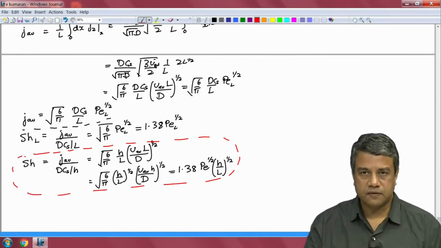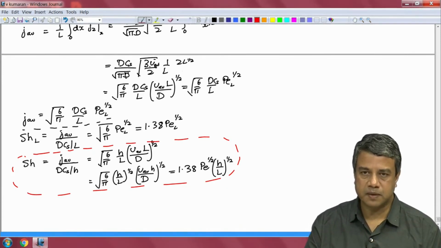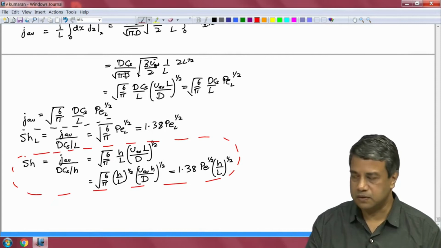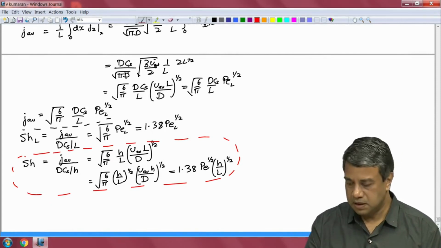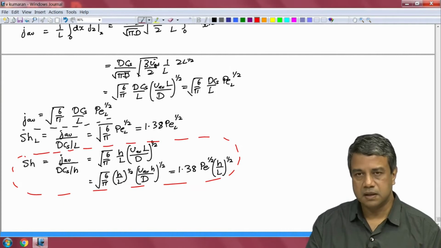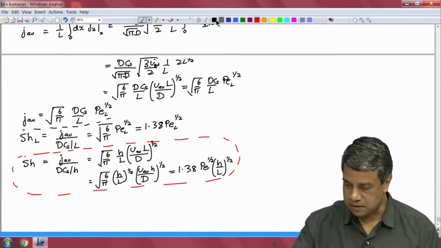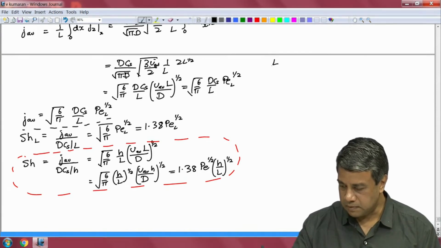Of course, this correlation has its limitations. It is applicable only when the penetration depth is small compared to the film thickness. What is the condition for that to be valid? The penetration depth, if you recall, at a distance L, is related to L by V max.